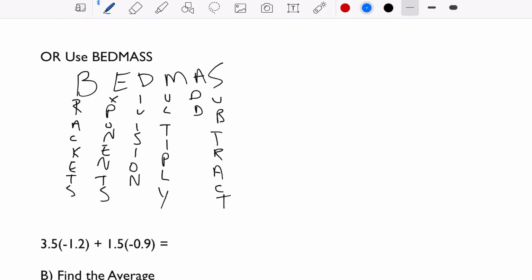BEDMAS. Okay, super important, and we're going to be practicing this in this unit. So obviously the B is for brackets first, then exponents, then division, multiplication. These two don't really matter, adding and subtracting. It doesn't really matter what you do first, but you have to remember that if you're going to multiply or divide, you've got to do that before you add or subtract, okay?